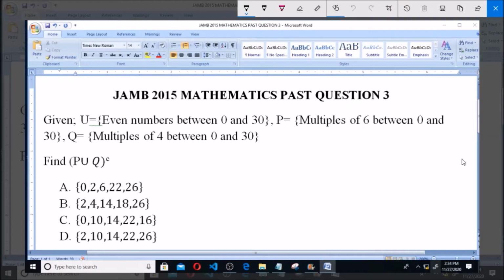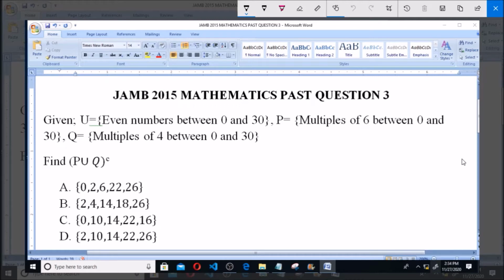I'll be answering JAMB 2015 Mathematics Past Question 3. Given the universal set, which is even numbers between 0 and 30. Now, subset P are multiples of 6 between 0 and 30. Subset Q are multiples of 4 between 0 and 30. Now we're asked to find the complement of P union Q. The complement of P union Q is what we're asked to find.